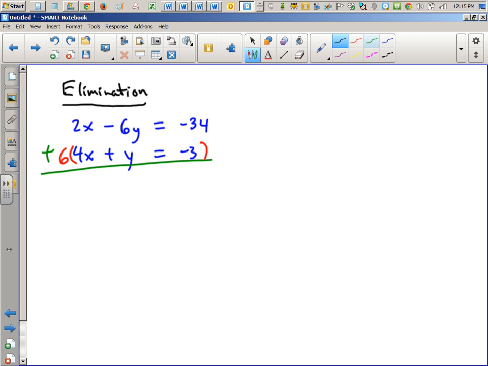Okay, let's give it a try. We're really doing 2x plus 24x, of course. There is no y, beautiful. And we have really negative 34 plus negative 18, so negative 52. Here we recover that x equals negative 2 solution we had earlier. And we can get y by substituting, of course.